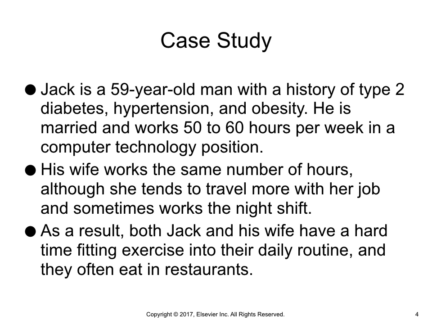Case study. Jack is a 59-year-old man with a history of type 2 diabetes, hypertension, and obesity. He is married and works 50 to 60 hours per week in a computer technology position. His wife works the same number of hours, although she tends to travel more with her job and sometimes works the night shift. As a result, both Jack and his wife have a hard time fitting exercise into their daily routine, and they often eat in restaurants.